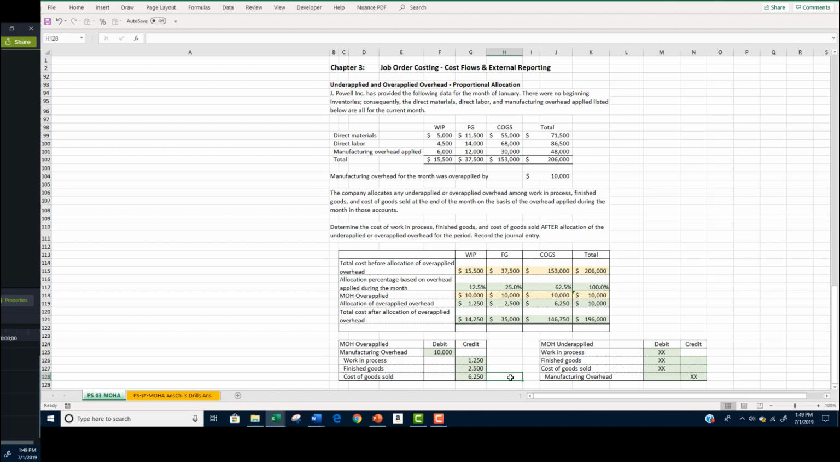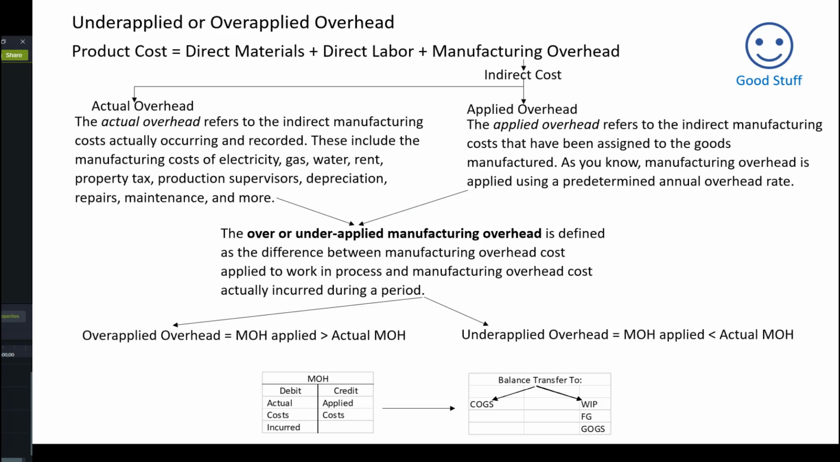Had the problem involved the proportional allocation of underapplied overhead, we would have debited work in process, finished goods, and cost of goods sold to increase their balances, and we would have credited manufacturing overhead to clear out the account. That covers overapplied and underapplied overhead.